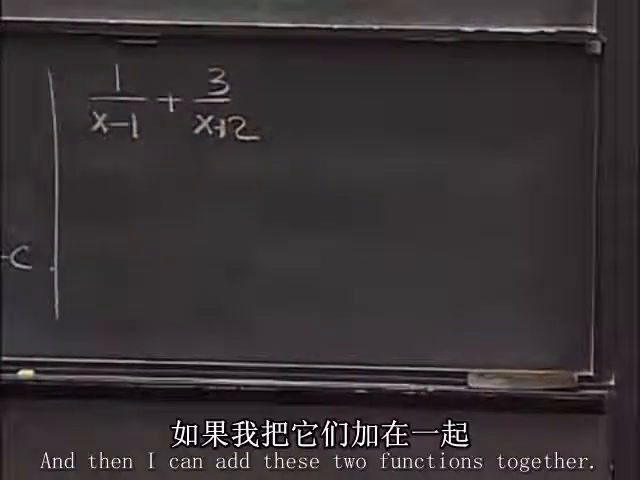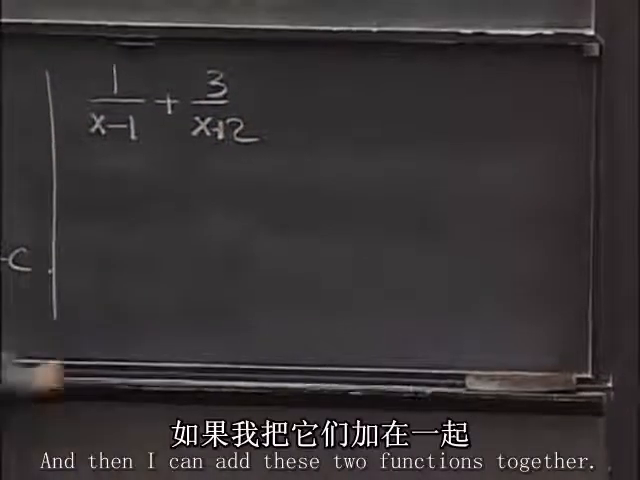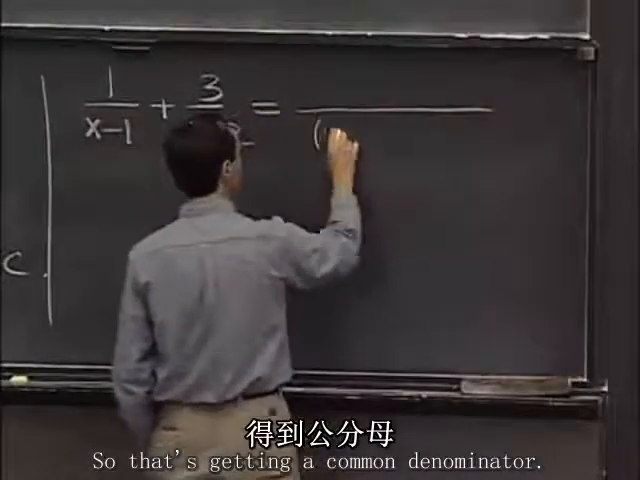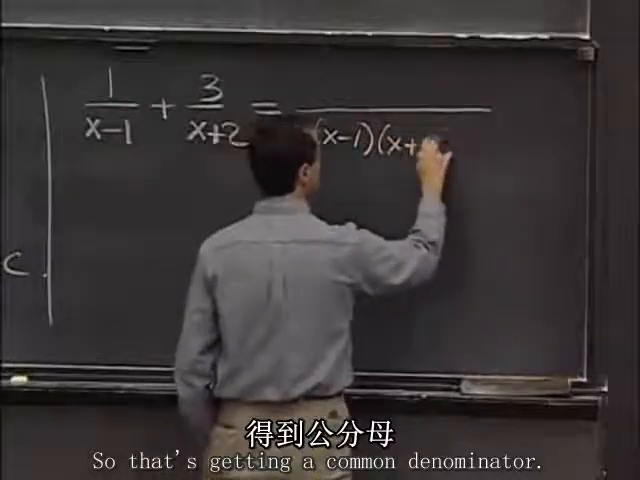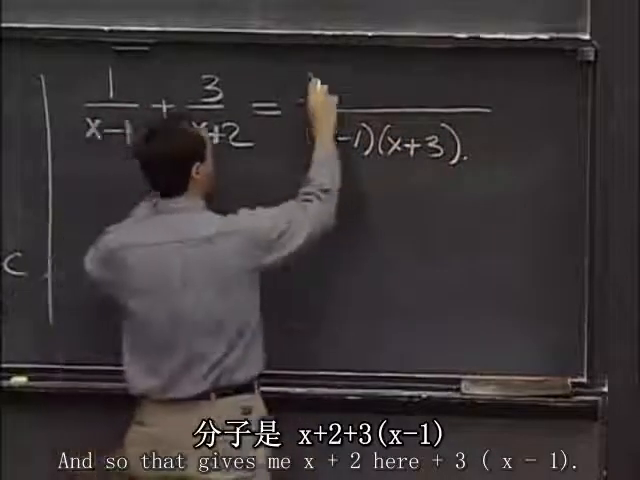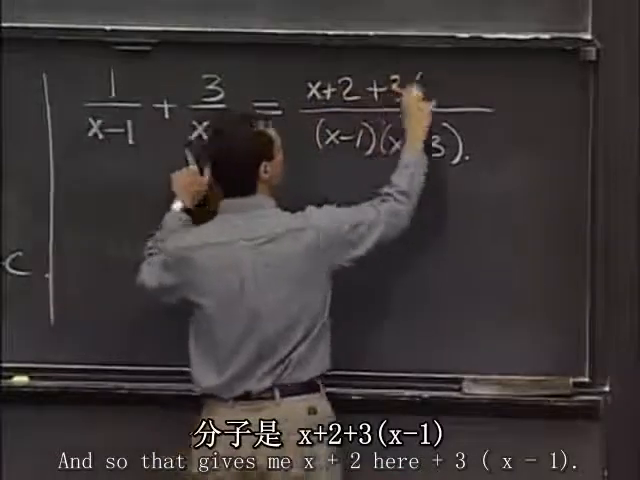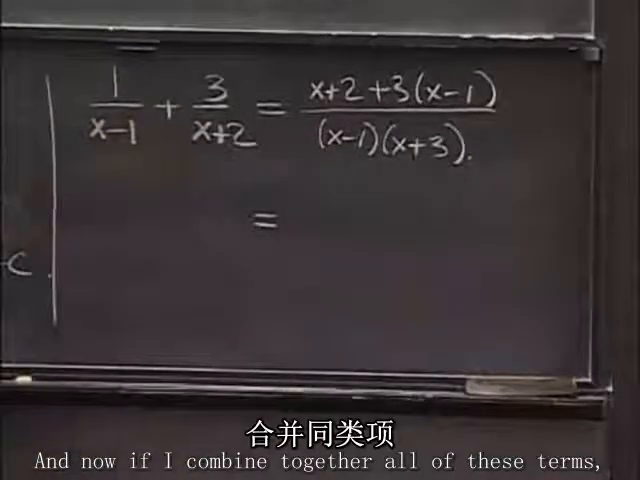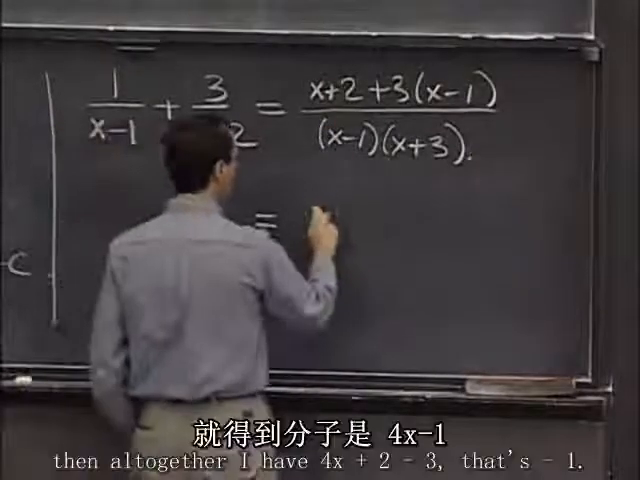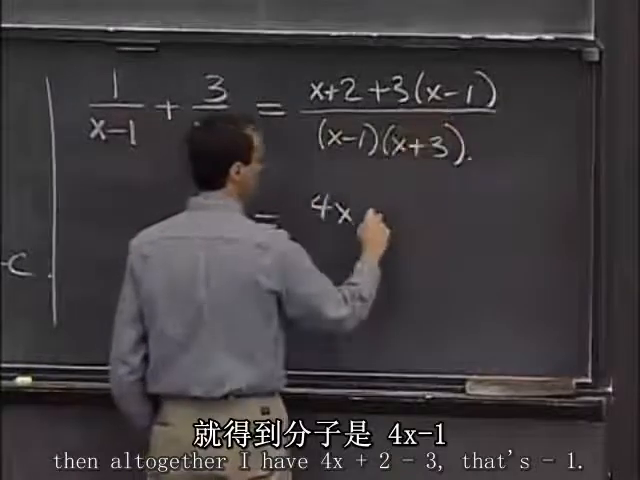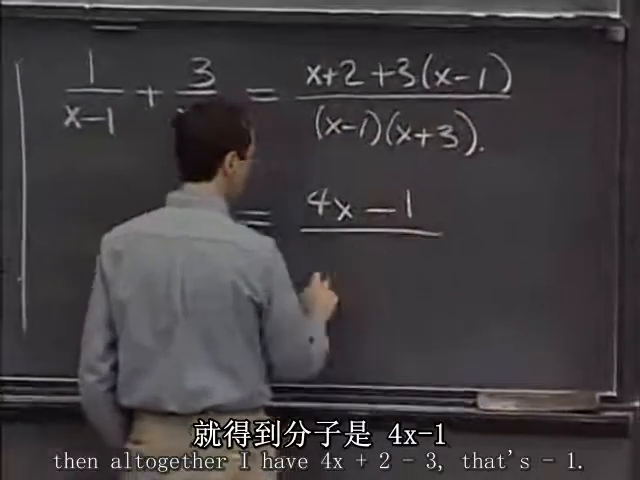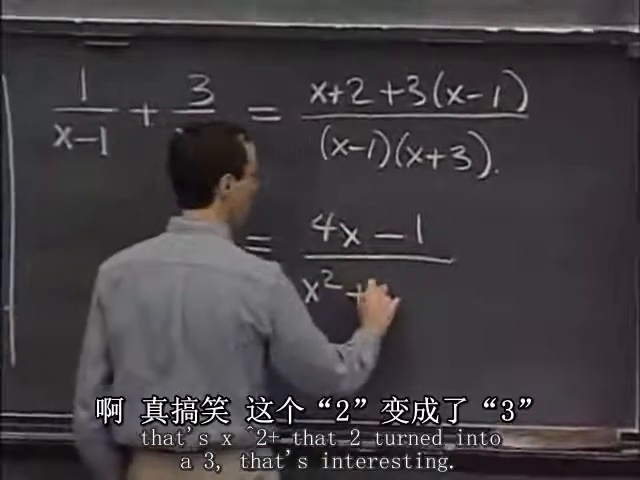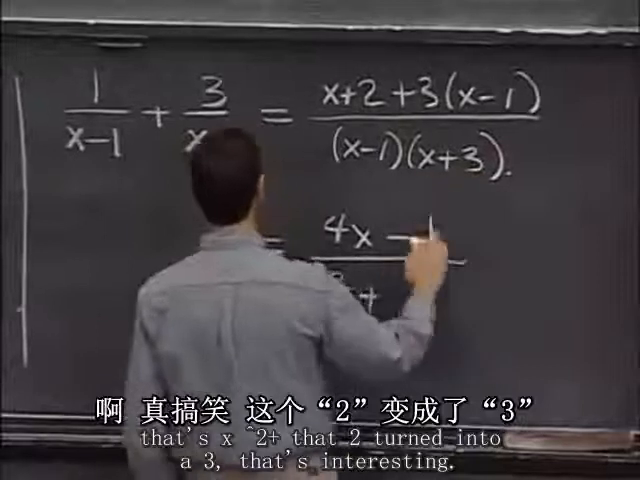and then I can add these two functions together the way I add fractions. So that's getting a common denominator. And so that gives me x plus 2 here plus 3 times x minus 1. And now if I combine together all of these terms, then altogether I have 4x plus 2 minus 3, that's, I guess, minus 1. And then if I multiply out the denominator, that's x squared plus, oh, that 2 turned into a 3.